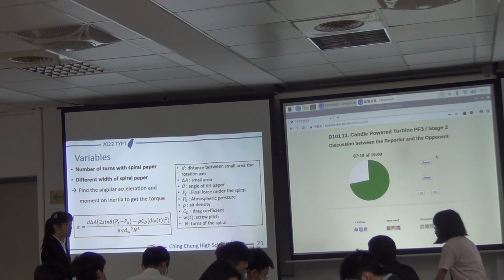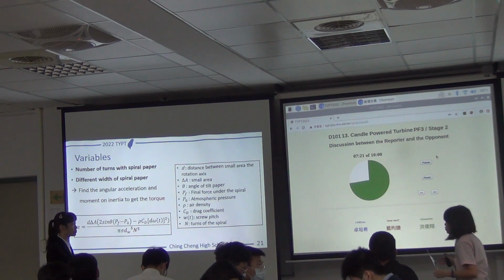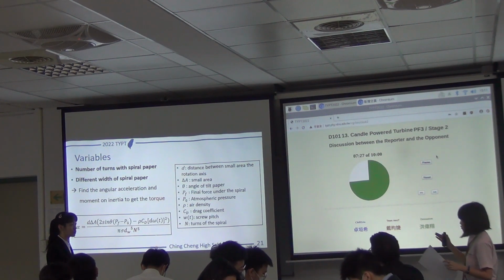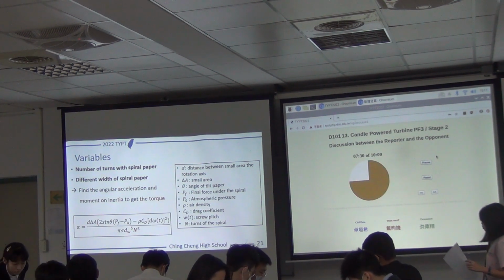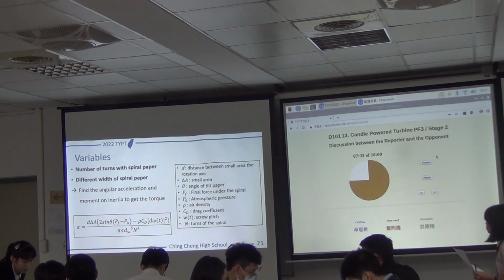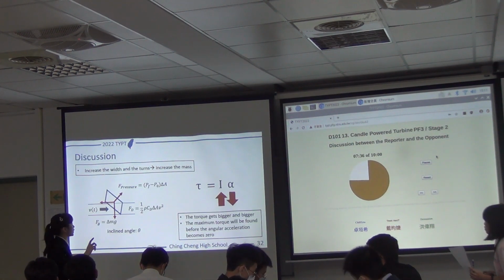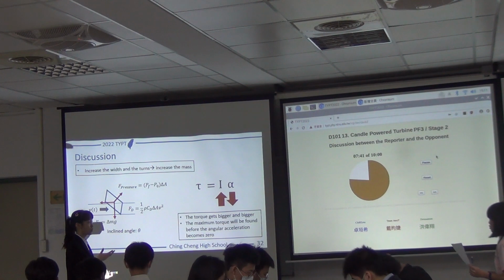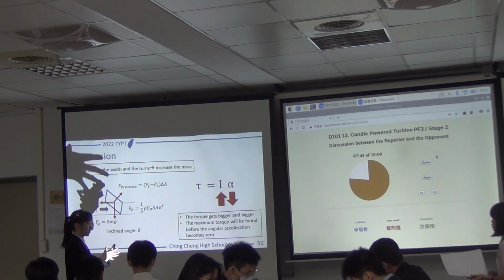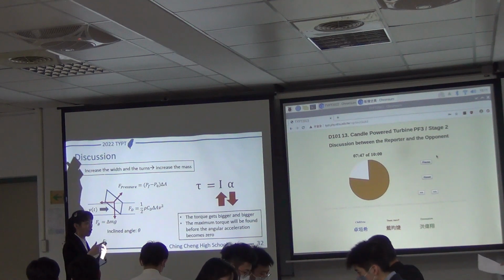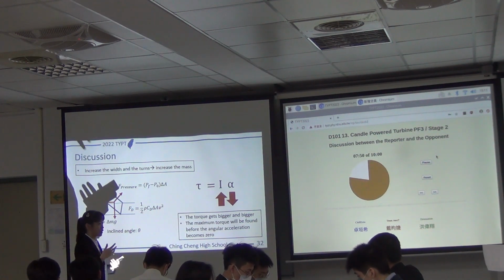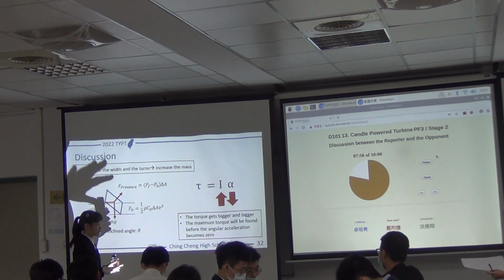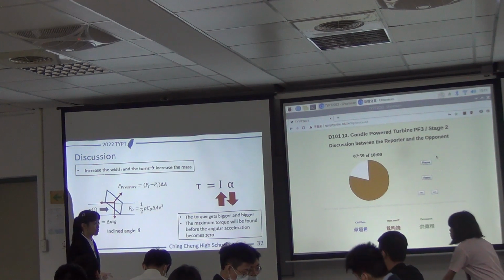Oh, okay. So what do you think a change in mass would do to your final result? When we increase the mass, the moment of inertia will get bigger. But at the same time, the angular acceleration becomes smaller and smaller, because when the spiral is heavier, it is harder for the force given by the candle to make it rotate. But our experimental result shows that the torque will still get bigger and bigger.